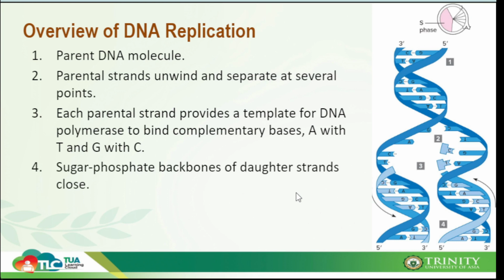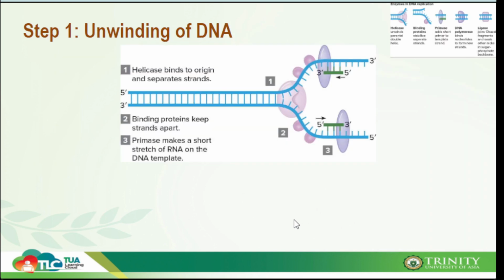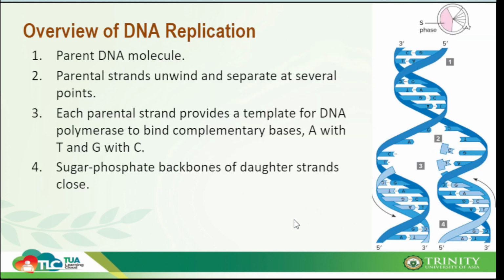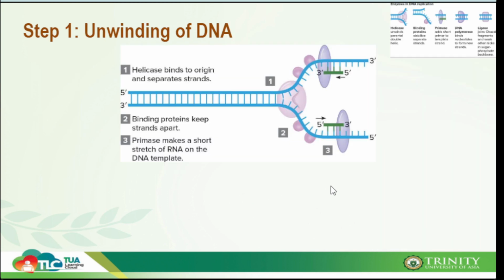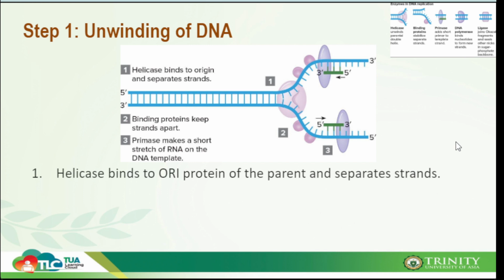Also, the sugar phosphate backbones of the daughter strands eventually will close, and now you will have a new DNA. So let's basically dissect this overview of events. Step 1 is the unwinding of the DNA. From being connected to one another, they will separate because of the helicase. The helicase is this pink structure right in the middle which somehow acts like a zipper.